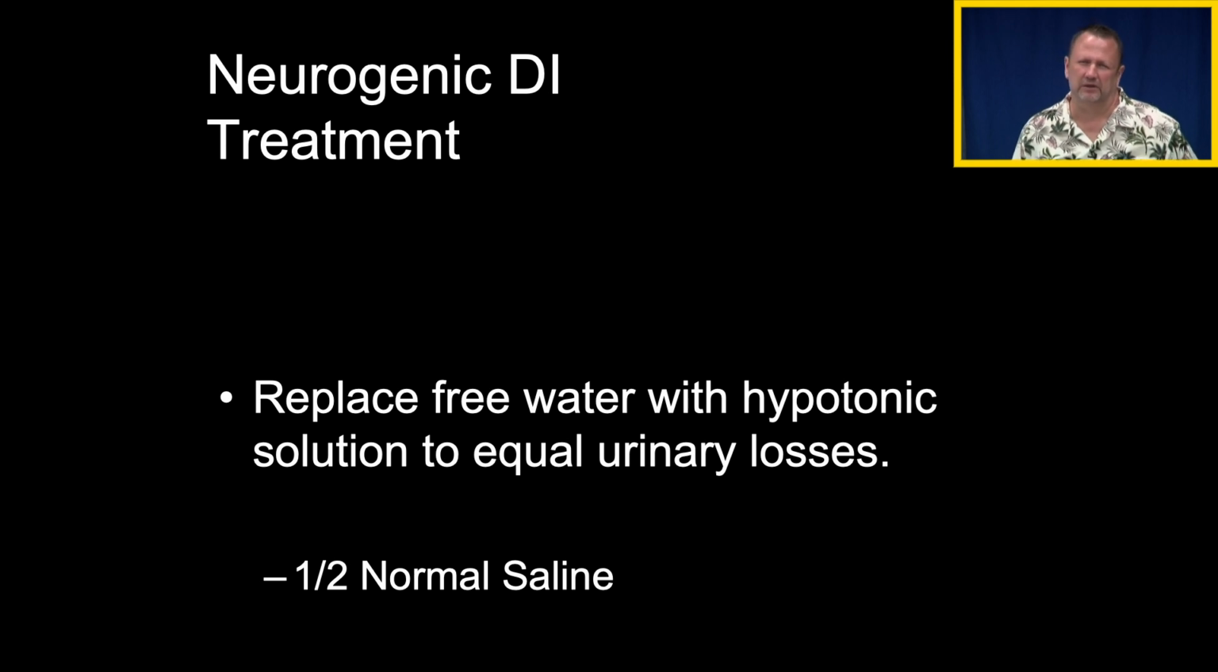And so something common that you'll see, especially with neurogenic DI in a neurosurgical unit, is that we replace the free water with a hypotonic solution that's essentially equal to the urinary losses. And so we'd use normal saline, and on an hourly basis, however much they urinated would be how much fluid we ran in their IV over that hour. And so that's what I used to see commonly.